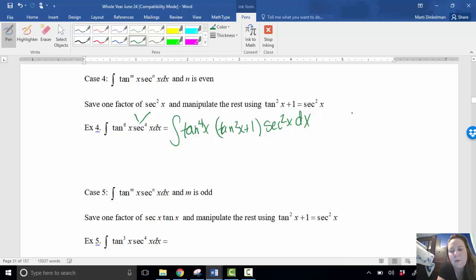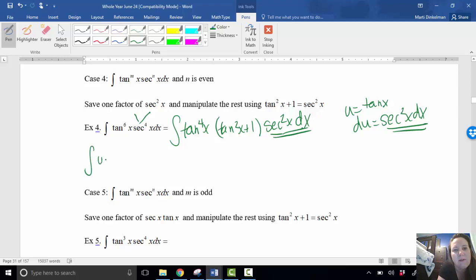And the reason this one's going to work is because u is going to be tangent, and then du, the derivative of tangent, is secant squared. So I'm going to do that trick again where right there, that's du, rather than taking the extra step to solve. So we're going to have u to the 4th, u squared plus 1, and then that next thing just becomes du. So we have u to the 6th plus u to the 4th du.